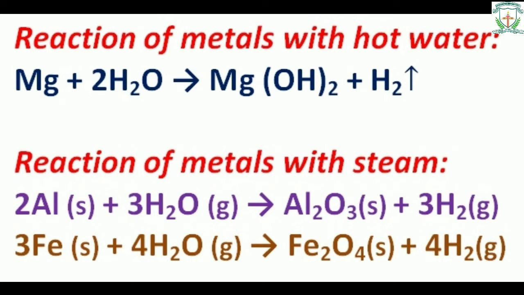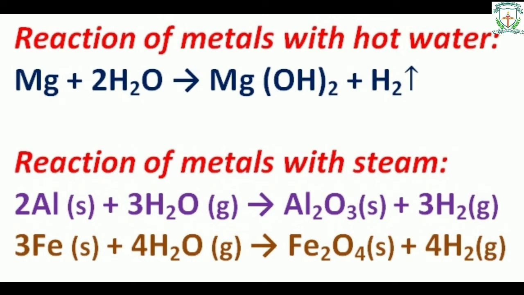Till now, we have seen metals react at room temperature. When heat is supplied to the metals, metals react with cold water and hot water. Now let's see the metals that fail to react under the above conditions. They are aluminium and iron. They react with steam.